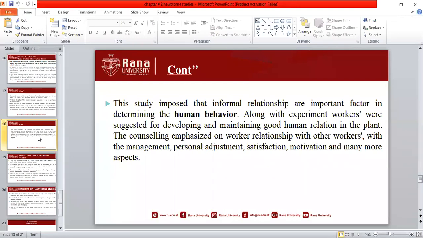Now here, what the researchers concluded is that informal relationships are an important factor in determining human behavior. Look, informal relationship. What is a formal relationship? The formal relationship is that of supervisor, worker, manager, on a power basis. That is a formal relation. The other is the informal relationship.